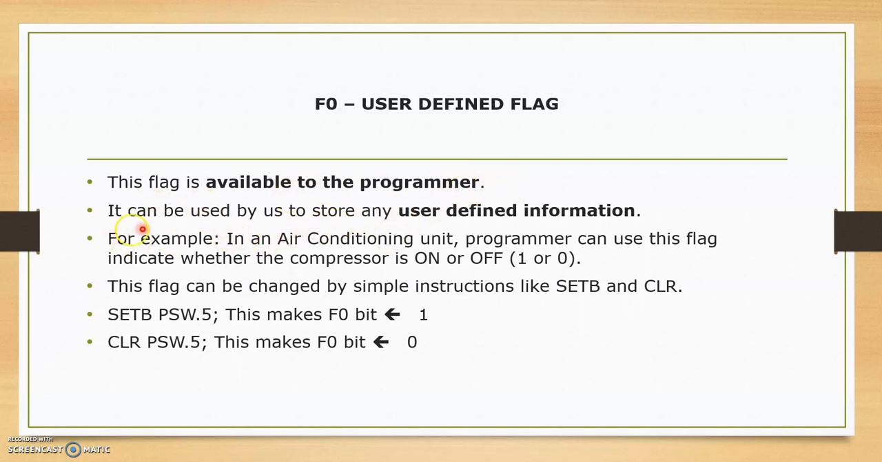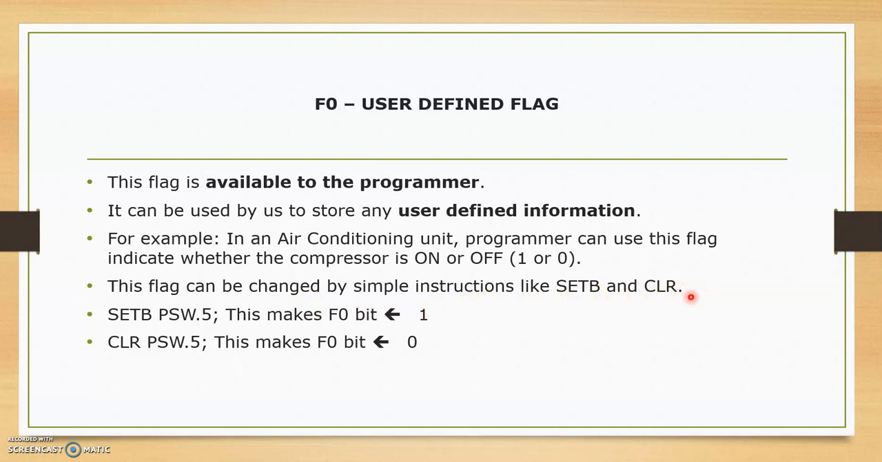This flag is available to the programmer. It can be used by the programmer to store any user-defined information. For example, in an air conditioning unit, the programmer can use this flag to indicate whether the compressor is on or off, that is 1 or 0. This flag can be changed by simple instructions like SETB and CLR.